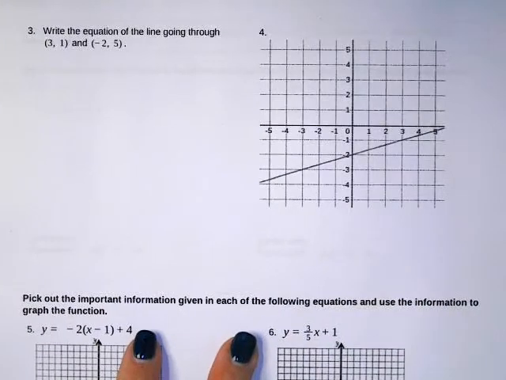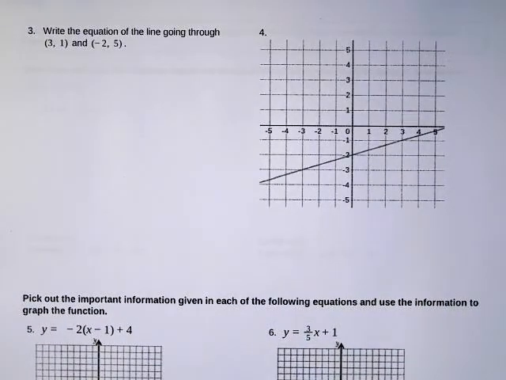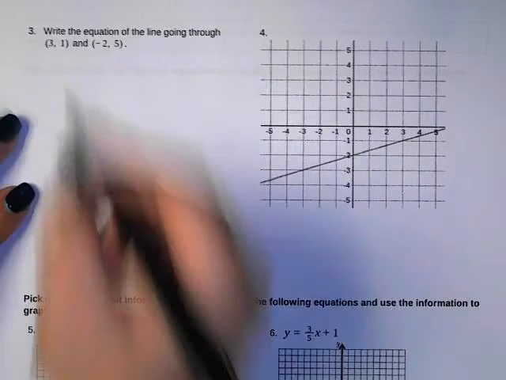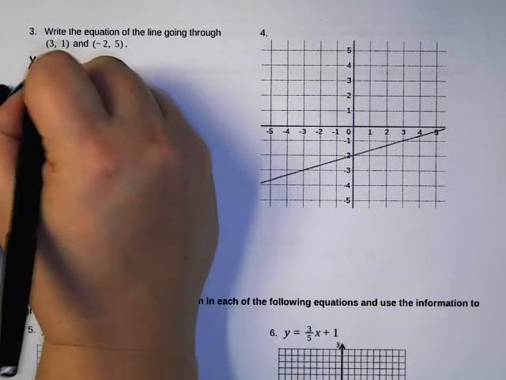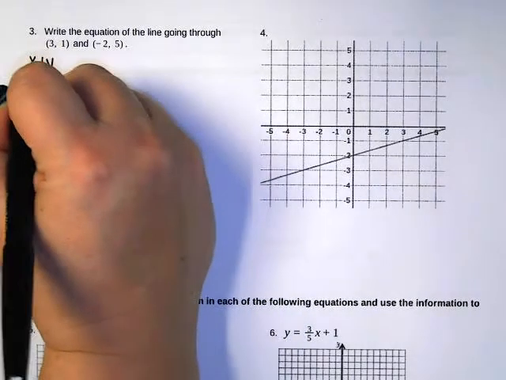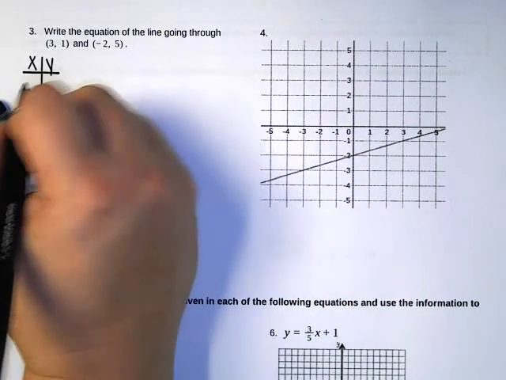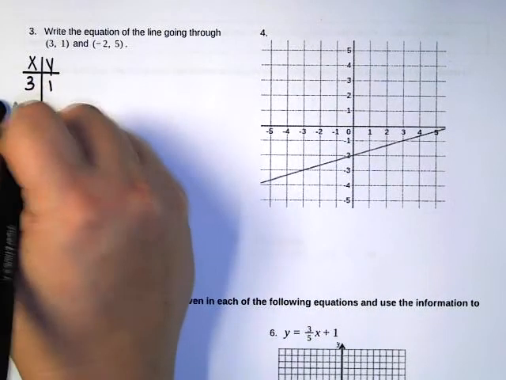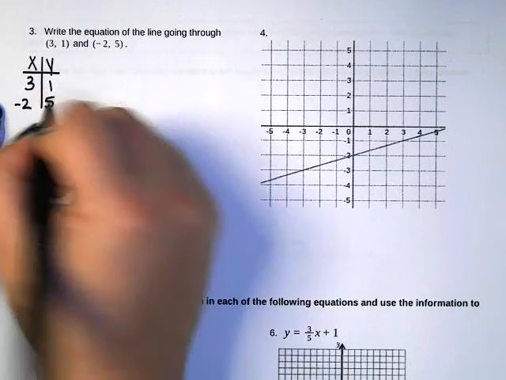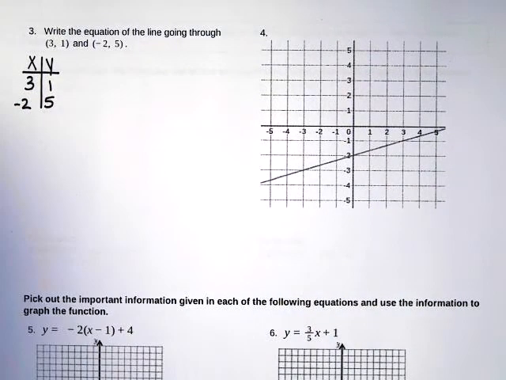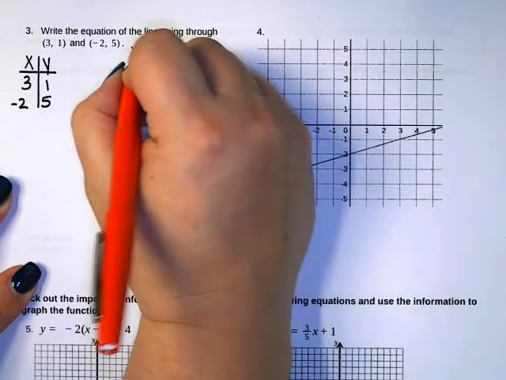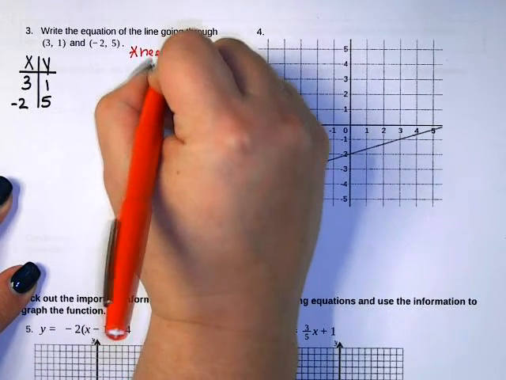Okay, so now we're going to look at writing the equation of the line that goes through these 2 points. Well, we know if we're given 2 points, the first thing we have to do is make a table, because we don't have a slope right now. We can use either one of these as our starting point, but we don't have a slope. So we've got 3, 1, and negative 2, 5. And in order to find the slope, I'm going to make a note actually, we need the slope.